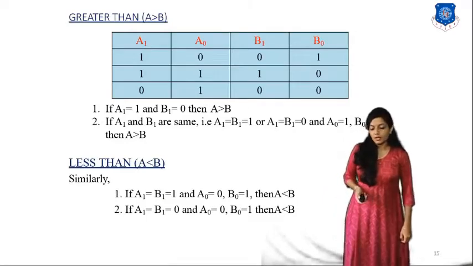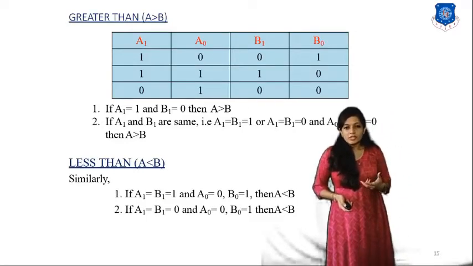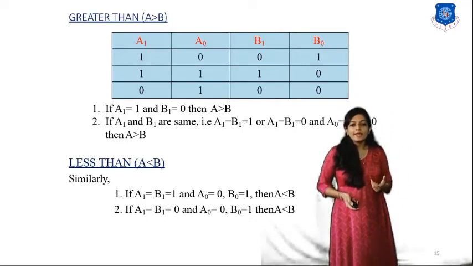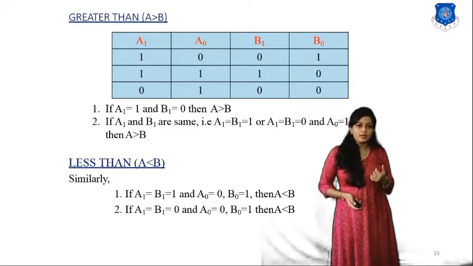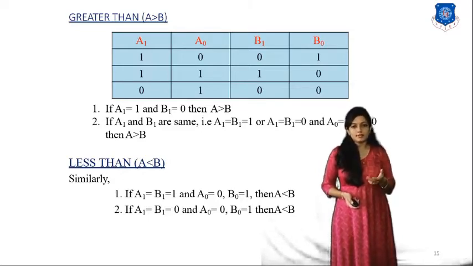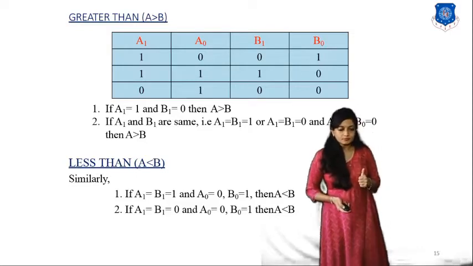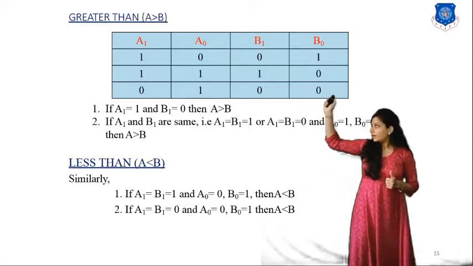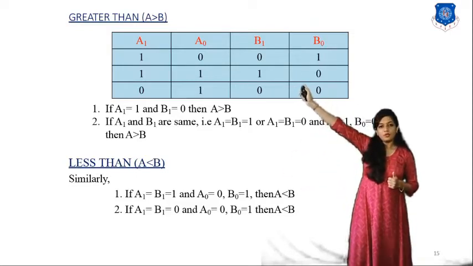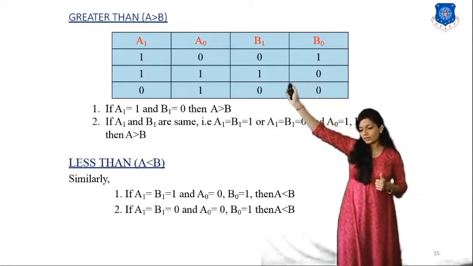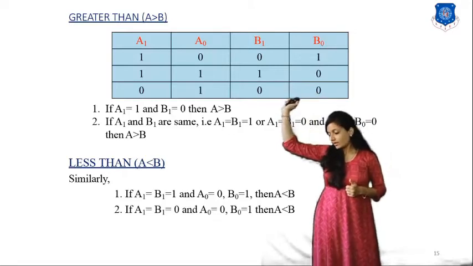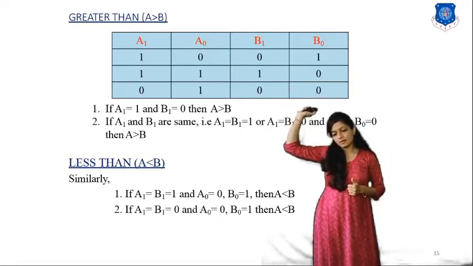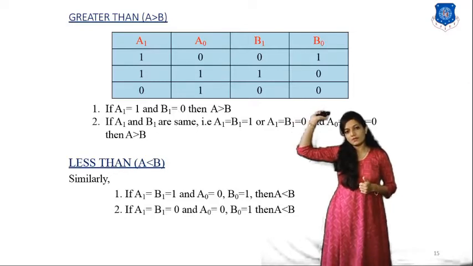Now, for which conditions are we getting the outputs? A is equal to B, A greater than B, and A less than B. If you are going to make the truth table first for A greater than B, then A1 is the most significant bit, A0 is the least significant bit. Likewise for B1 and B0.